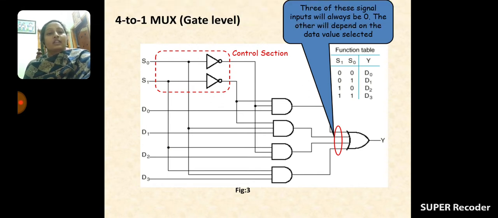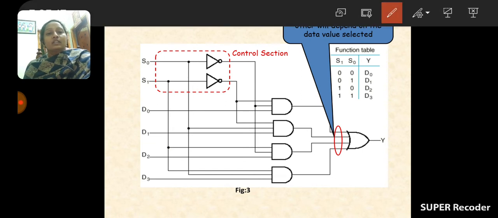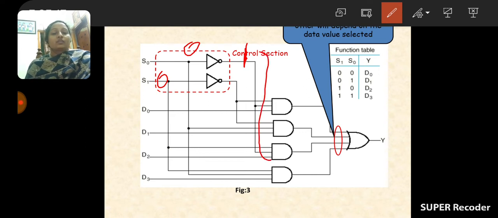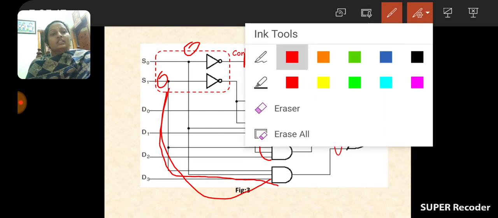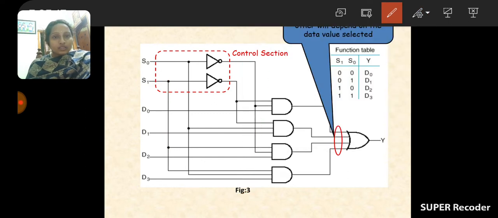If we take it directly, it is 0 and 0. But after passing it through the NOT gate, we get 1. So if we require 1, S0 is applied to the NOT gate, then taken to the AND gate input. If we require only 0, it is directly connected to the AND gates. In this way, we are using 2 NOT gates for converting S0 and S1 from 0 to 1. Okay, so this is the circuit diagram. How we design this circuit depends upon the logic.